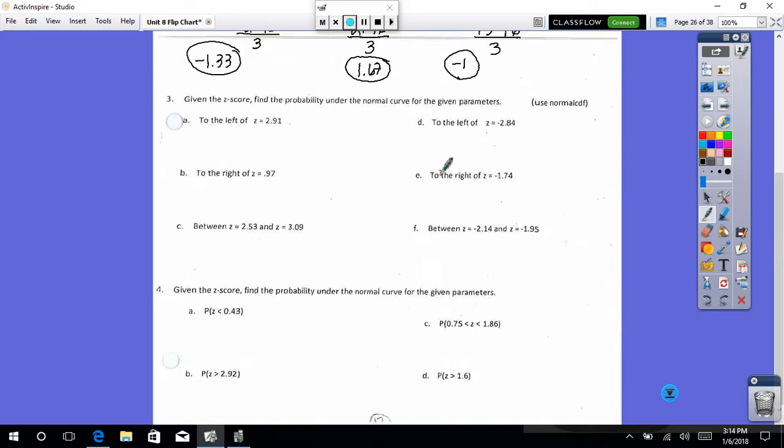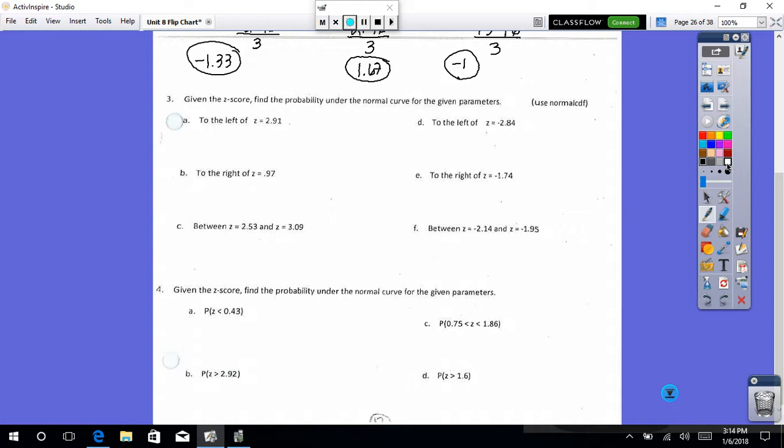Okay, the next one is what I thought we were doing a minute ago, but we weren't. We were actually calculating more z-scores, or calculating 90th percentile z-scores, sorry. This one is a little different. This one is actually going to give us the percentage knowing the z-score. Still using your calculator.